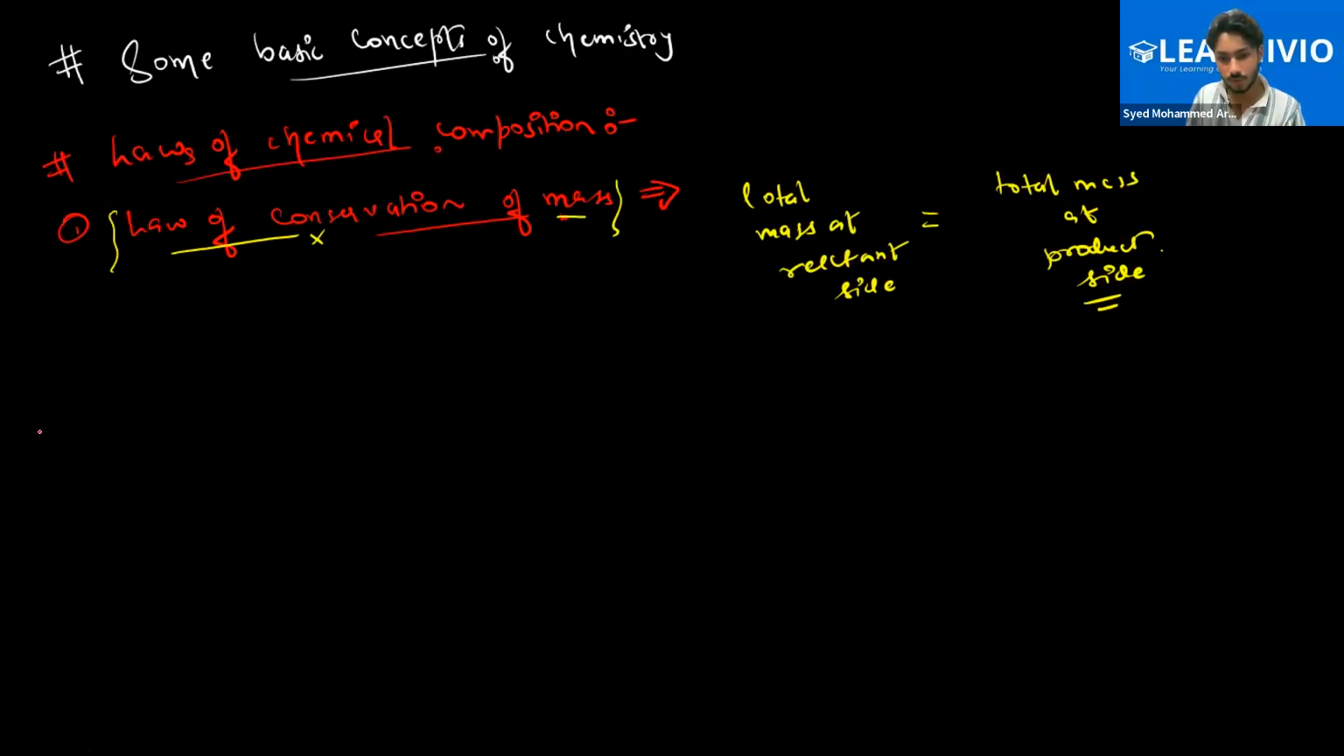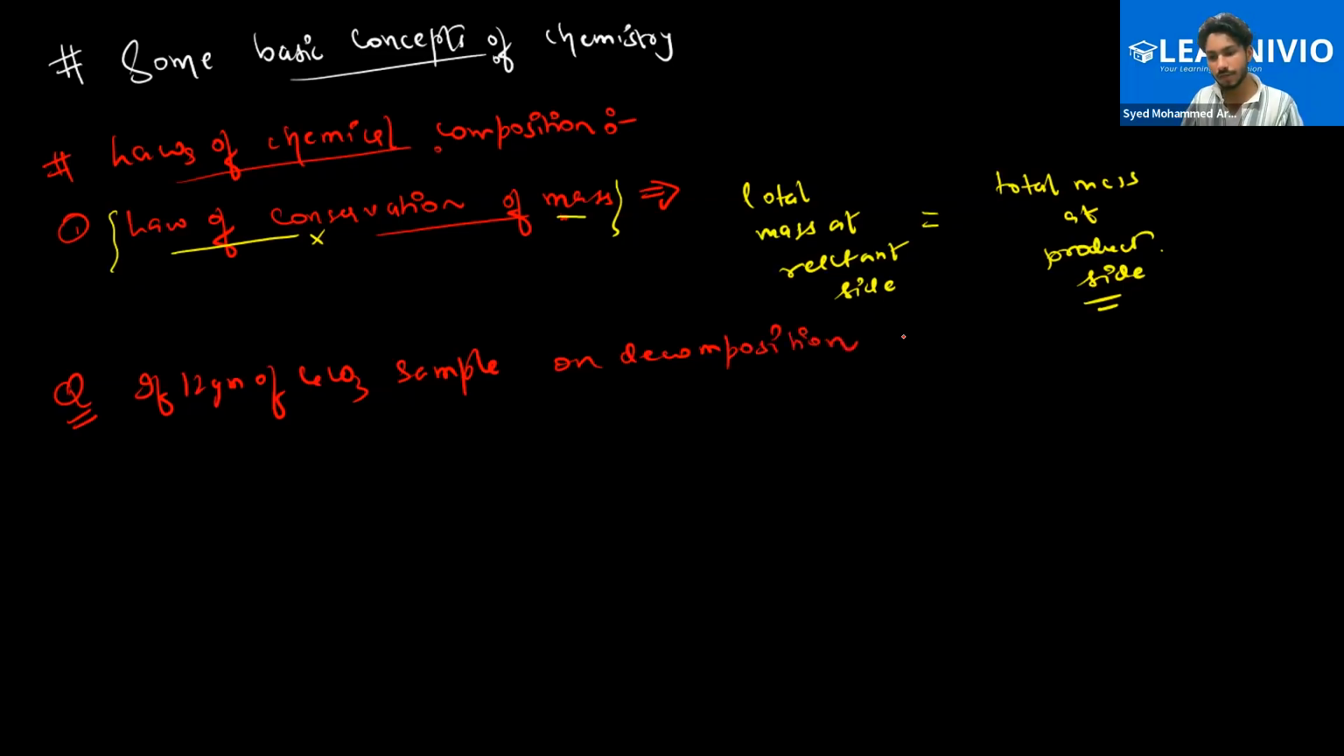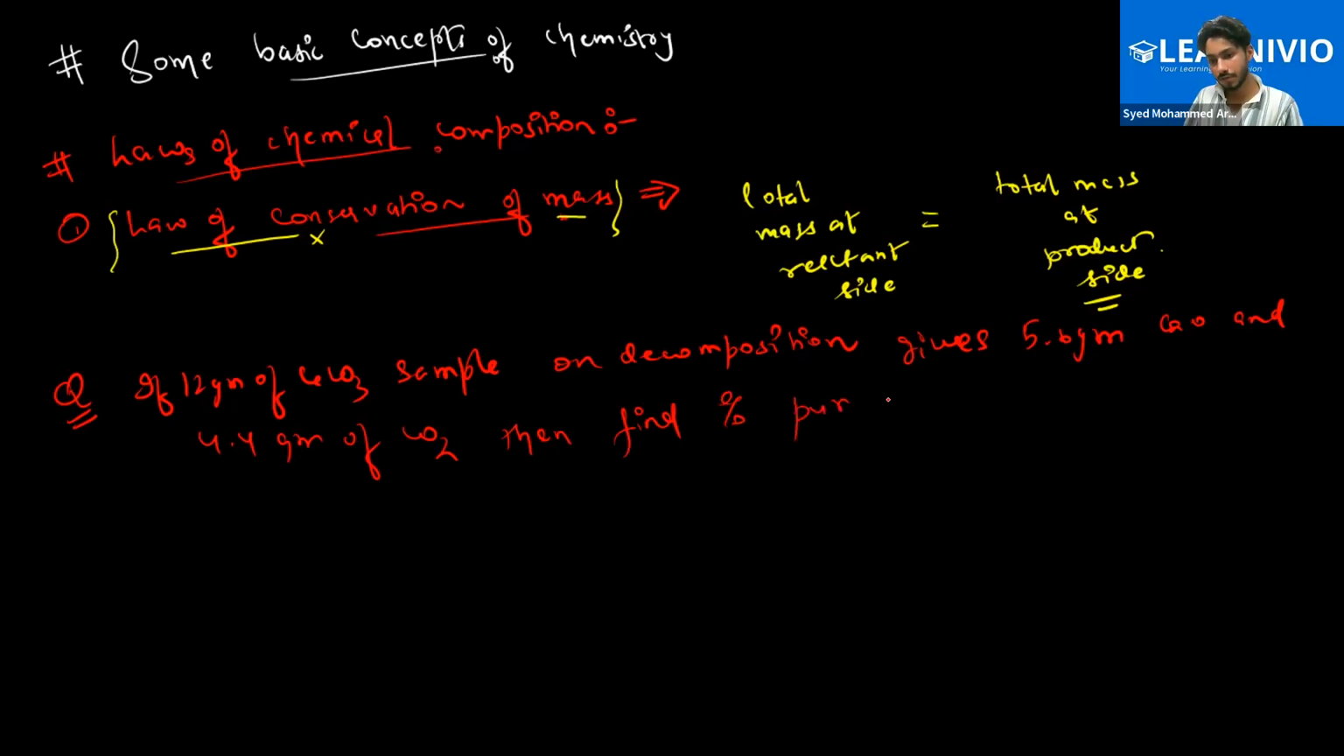The question is: if 12 gram of CaCO3 sample on decomposition gives me 5.6 gram of CaO and 4.4 gram of CO2, then find the percent purity of the sample. Very simple. This is the question.